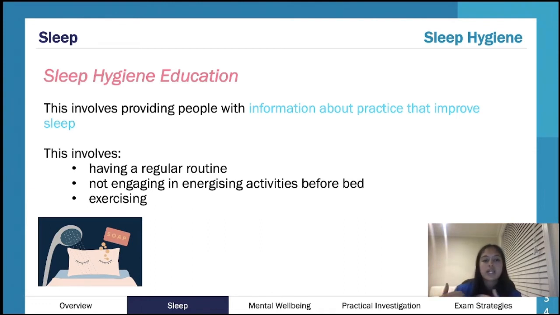So not engaging in energizing activities before bed, so not using your phone before bed. Also strengthening the cues in your bedroom for sleeping. So not studying in your bedroom, or in your bed, not, again, going on your phone in your bed, not even reading in your bed, because your body kind of associates your bedroom with activity, with mental activity.